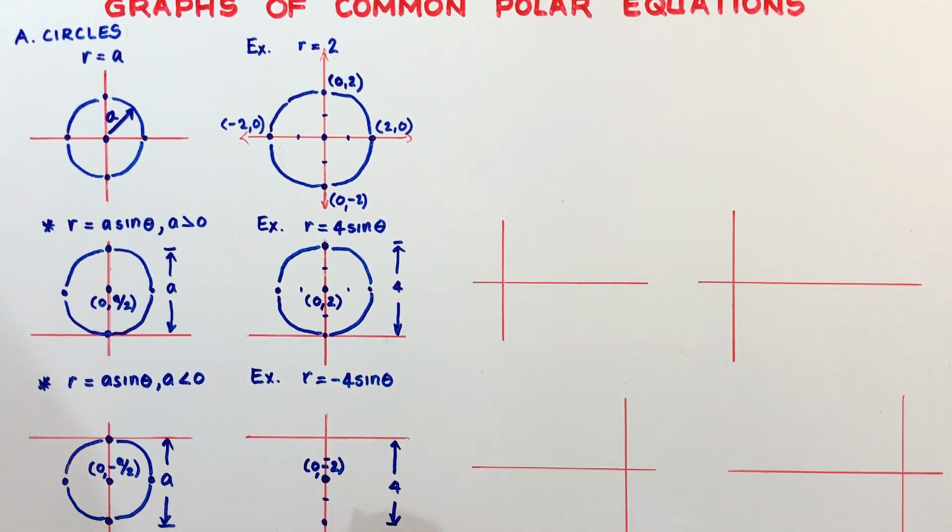Since the radius is 2, you go 2 units to the right and 2 units to the left here. And of course, the circle passes through the point of origin. Then you can connect these points and approximate the graph of a circle whose radius is 2 and whose center is at the point (0, -2).